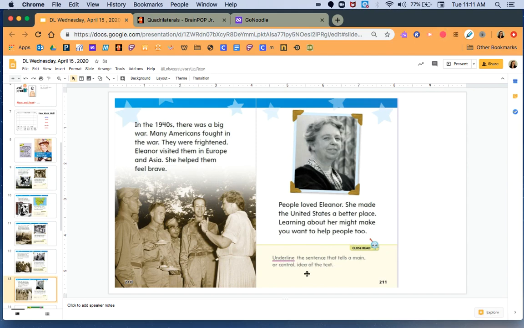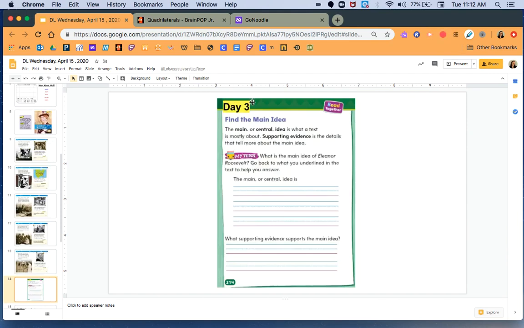Underline the sentence that tells the main idea of the text. Now remember, we did this in the first part. We said the main idea is that Eleanor loved to help people. And right here, I can see some of that main idea back again. So it says, people loved Eleanor. She made the United States a better place. So that would be another key detail of the main idea, that she made the United States a better place. So the main or central idea of a text is what it's mostly about. Supporting evidence is the details. So we had the main idea, and then below it are those supporting evidence or the supporting details.